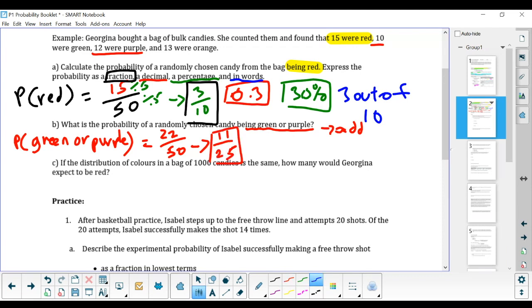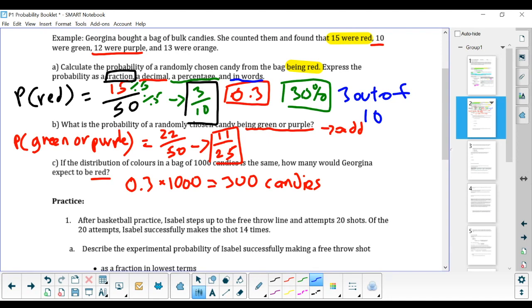In part C, if the distribution of colors in a bag of 1,000 candies is the same, how many would Georgina expect to be red? So we're going to look back at part A, and we're going to look at that percentage of 30. And we can use that to figure out what is 30% of 1,000. All we'd have to do is take that decimal, 0.3, and multiply that by 1,000, and we would get 300 candies. So we would expect 300 of those randomly chosen candies to be red.